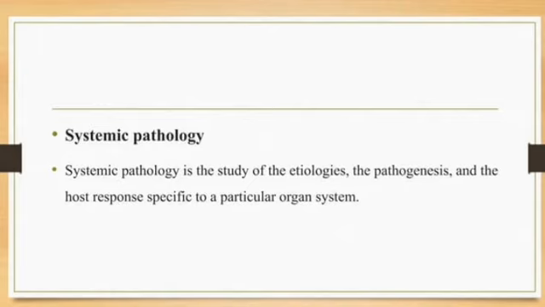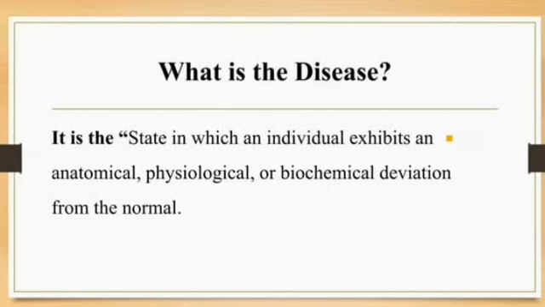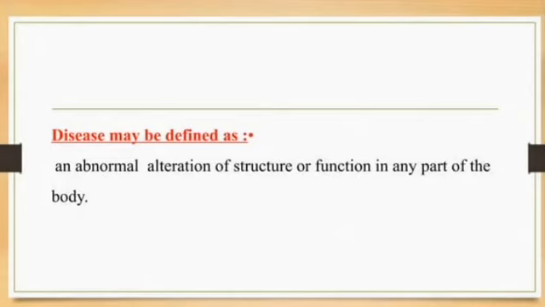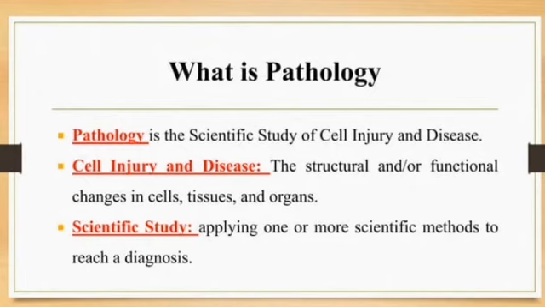Systemic pathology is the study of the etiology, the pathogenesis and the host response specific to the particular organ system. Here we can look at what is disease. It is a state in which the individual exhibits an anatomical, physiological or biochemical deviation from the normal one. The disease may be defined as an abnormal alteration of the structure or the function in any part of the body.